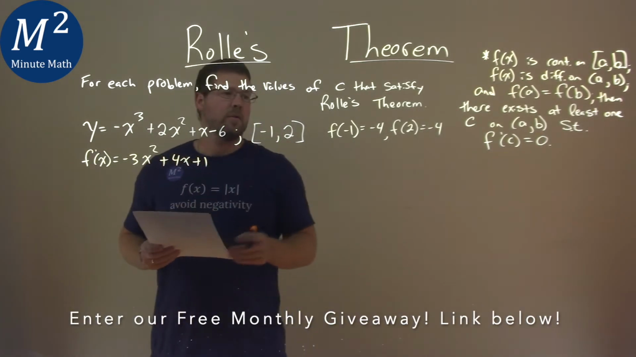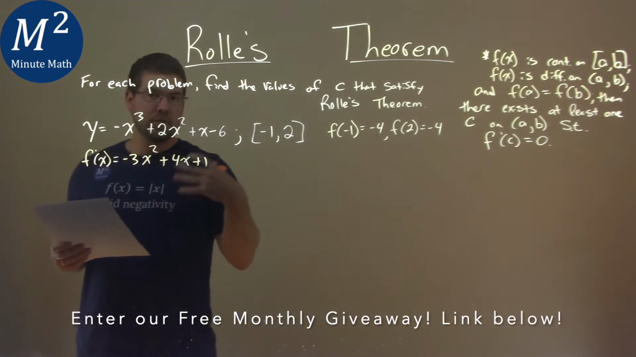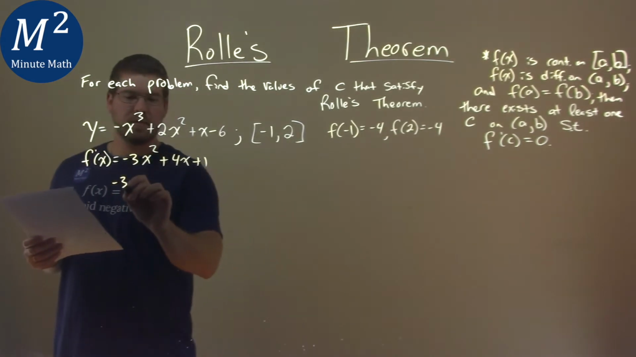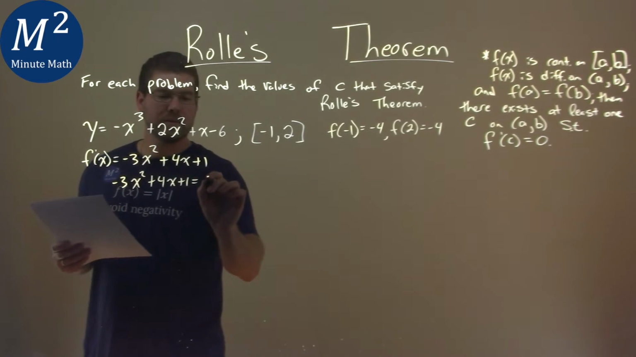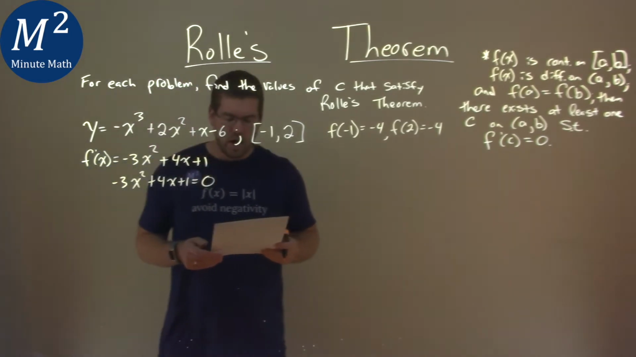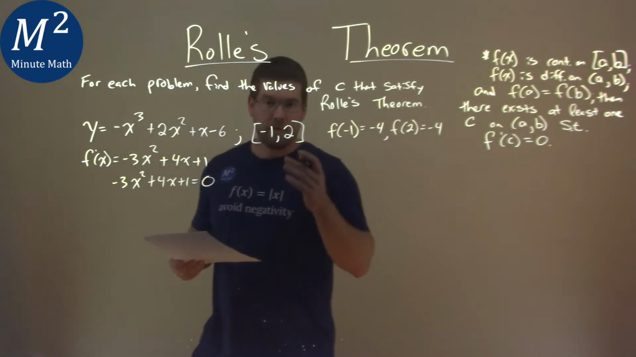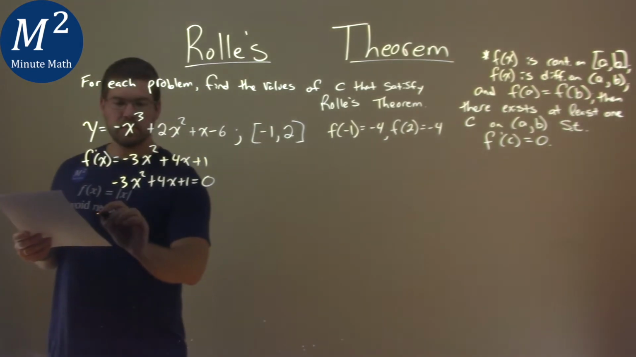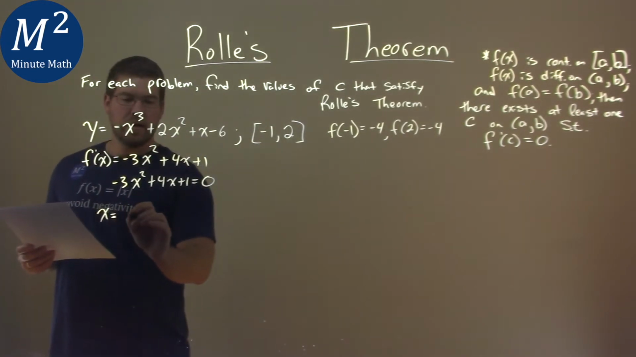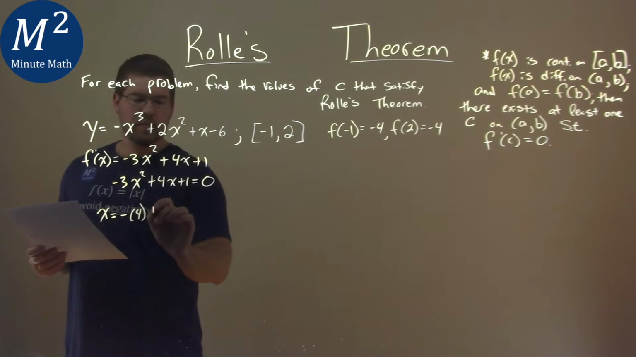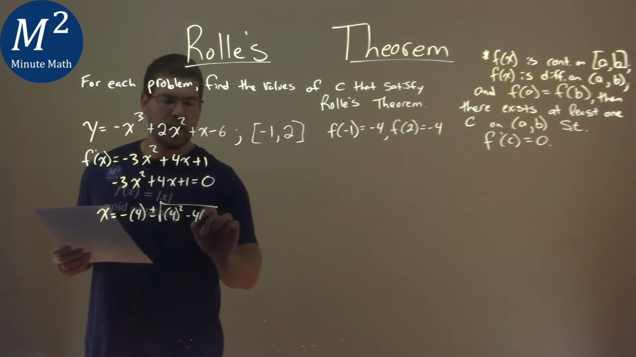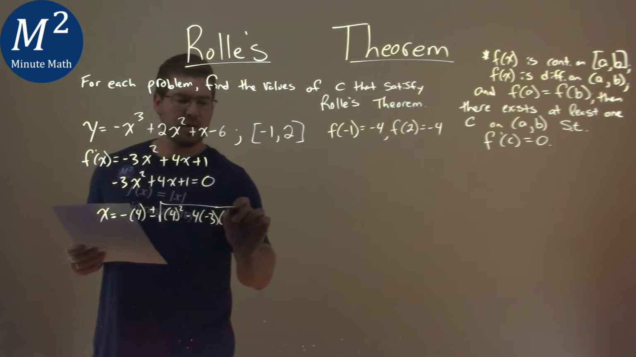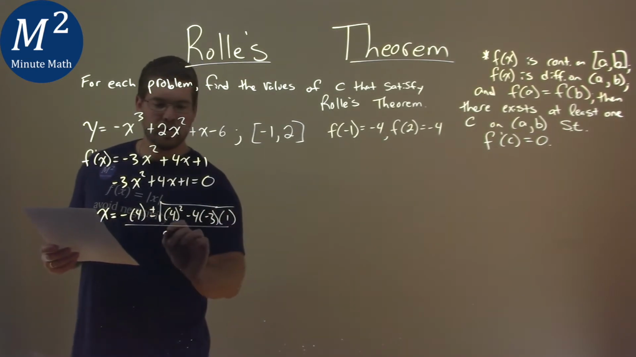So now from here we can take this and set it equal to 0 to find that c value. So -3x squared plus 4x plus 1 equals 0. We're going to have to use our quadratic formula here. X equals negative our b value, which is 4, plus or minus the square root of 4 squared minus 4a, which is negative 3, times c, which is 1, all over 2 times a, negative 3.